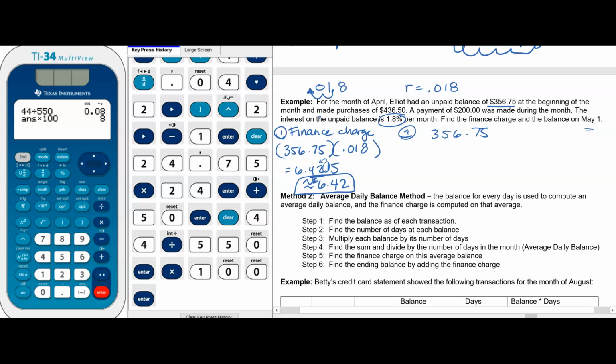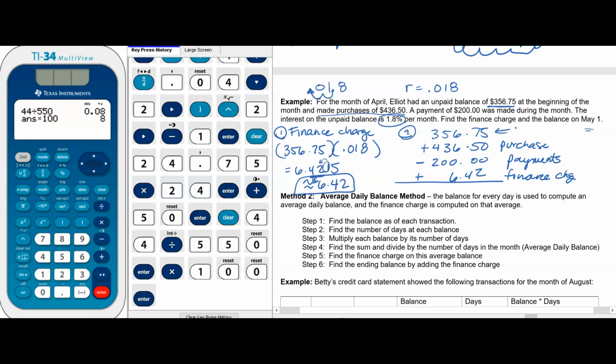So it says he made a purchase of $436.50. Purchases are going to add money, so I'm going to add, this was a purchase. A payment of $200 was made. So payment, I'm going to take off $200. Payments, we subtract. And then I'm going to add that finance charge. And the finance charge was $6.42.